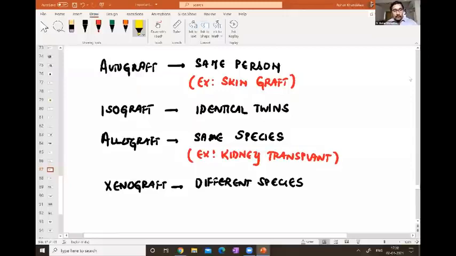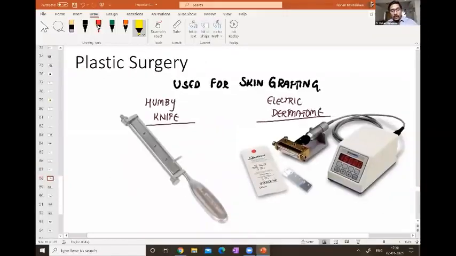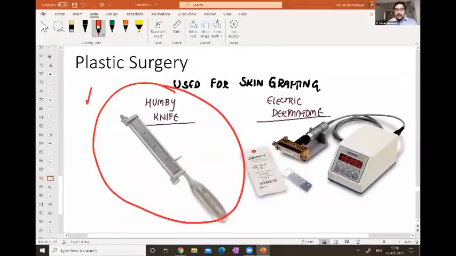This image of a Humby's knife has been asked in all possible exams multiple times. All of you should know that a Humby's knife is used for raising a split thickness skin graft. You should be able to identify a Humby's knife.